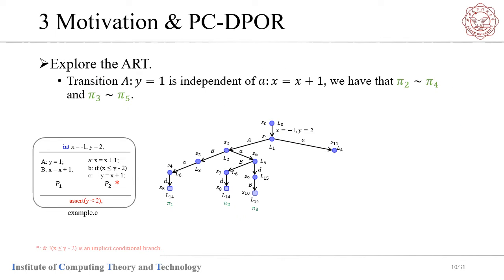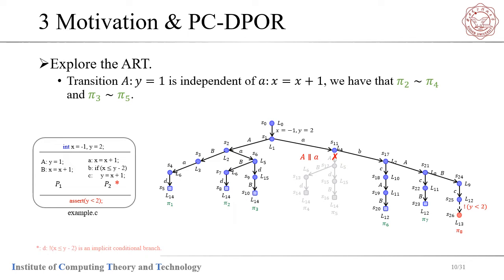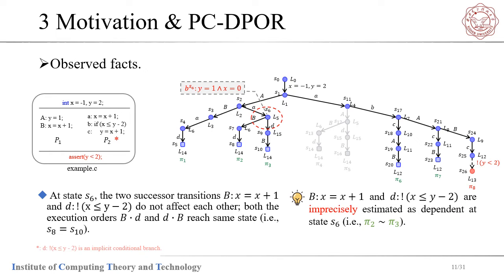Thereafter, according to the conservative dependence approximation, we have that the trace pi2 is equivalent to pi4 and trace pi3 is equivalent to pi5. After several rounds of exploration, the error location L13 is reached. Hence, this concurrent program is unsafe. From this example, we can observe that at state S6, the two successor transitions B and D do not affect each other, and both the execution orders BD and DB reach the same state. Hence, they are imprecisely estimated as dependent at state S6.